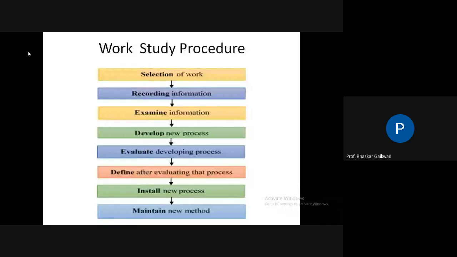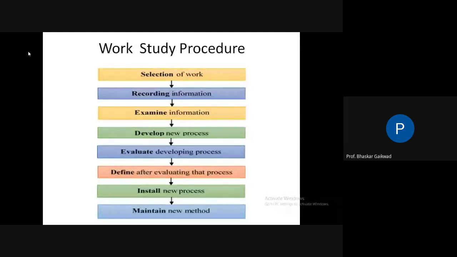Sometimes there will be questions in theory written exams. They will ask what the procedure of work study is. Sometimes they will ask what the procedure of method study is. So the method study and work study process remain the same. Method study is part of work study. Work measurement is also part of work study.